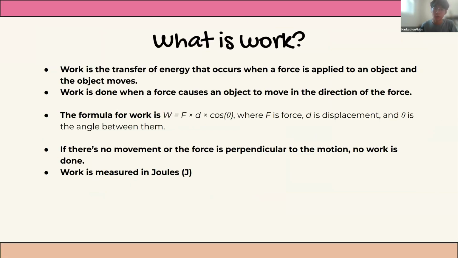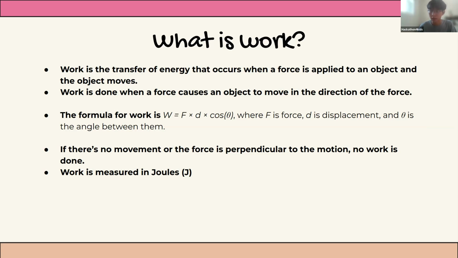So start off with work. In physics, work is defined as the transfer of energy that occurs when a force is applied to an object and the object moves in the direction of that force. Mathematically, work is calculated using the formula: work equals force times displacement times cosine theta, or simplified, F d cosine theta.